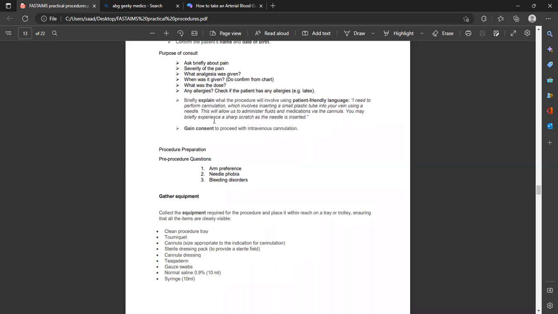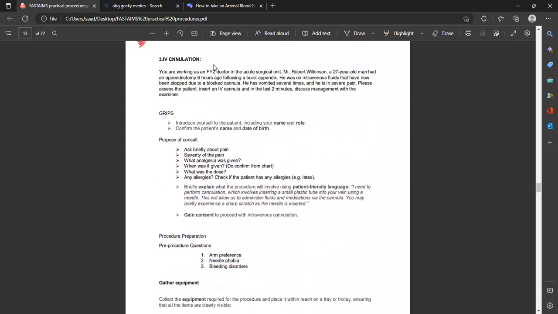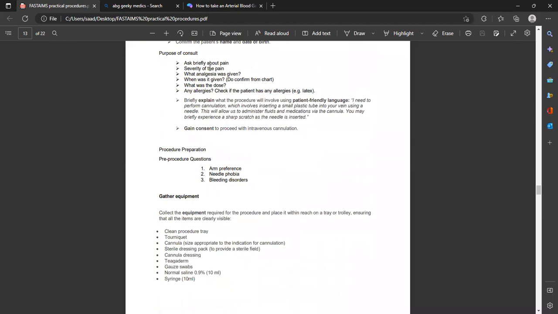Now, assess the patient. How are you going to assess the patient? Ask briefly about the pain. Where exactly is the pain? On the surgical side. Obviously, an appendectomy was done, so the surgical site. What analgesia has been given, what is the severity of the pain, and when was the analgesia given? There might be a possibility that it was given 1 hour ago or 2 hours ago. What was the dose? You can check the drug chart if there is one, and check for any allergies.